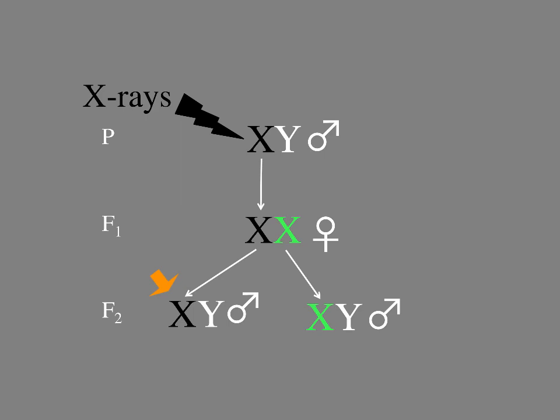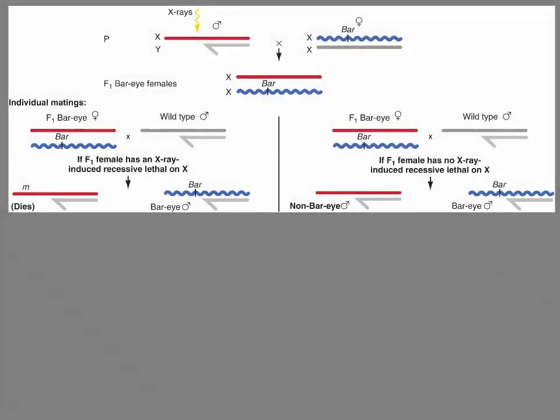The way Muller did his test was to X-ray males and ask if their daughters could give their sons the X-rayed X chromosome or only their maternal X chromosome. The scheme of Muller's experiment is shown here. Muller X-rayed male flies, and while of course the DNA in all their cells was exposed to X-rays, the only DNA that is passed to future generations is the chromosomal DNA in sperm.